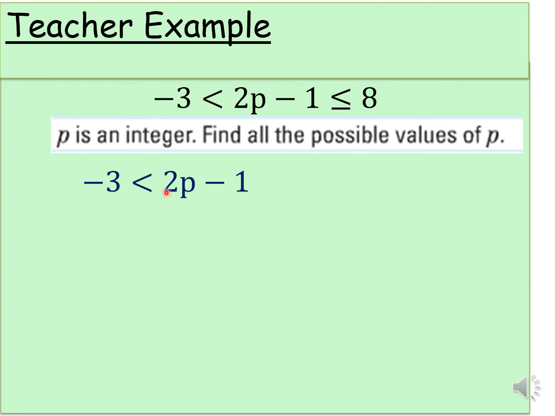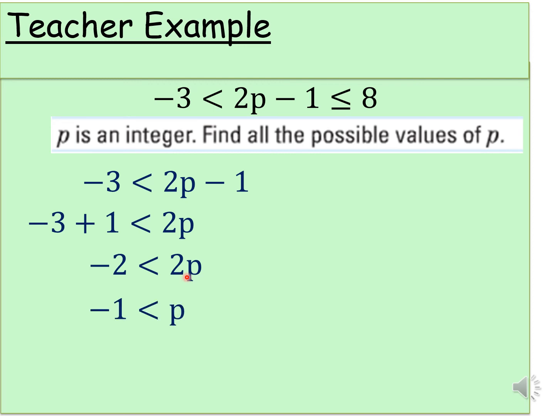Now, solve this inequality. To start with, we have to add 1 to both sides in order to get rid of the minus 1. If you add 1 on both sides, on this side you're going to get just 2p, and on this side you're going to get minus 3 add 1. So minus 3 add 1 gives minus 2 less than 2p. And then you divide both sides by 2. Remember, it's not a negative number, so it doesn't flip the sign. When you divide by 2, you get p is greater than minus 1.